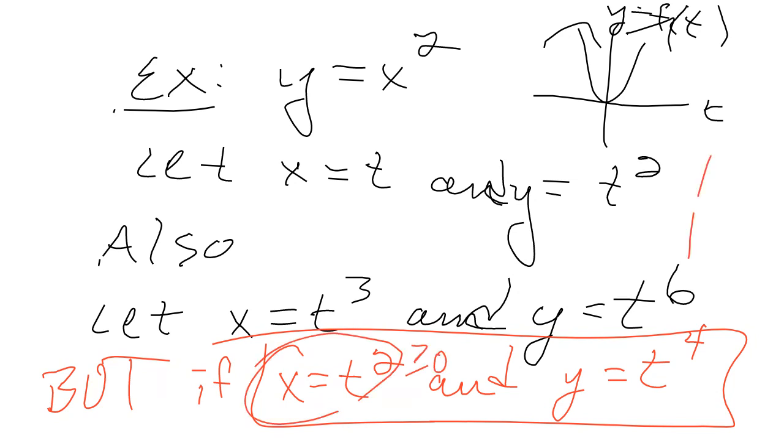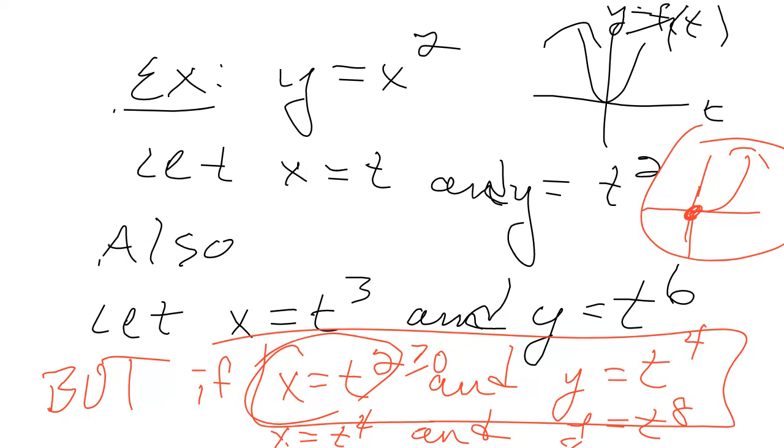So what would my plane curve look like if I defined it parametrically this way? It would just be the right half. Make sense? So we got to be careful on that. Also, if I had x equals t to the 4th and y equals t to the 8th, I would have just the right half. So we got to be a little bit careful how we do it, right?